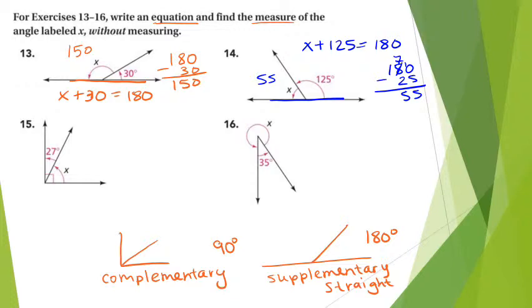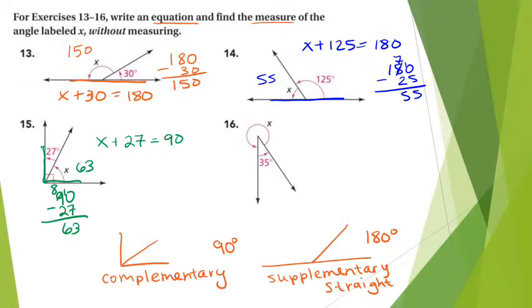Looking down below, I can see in 15 it looks like I have a right angle here. So I'm going to write the equation x plus 27 equals 90. Again, I want to find that missing piece. So I might do subtraction. 90 minus 27, okay, would give me 63 degrees. And so in this case, angle x is 63 degrees.